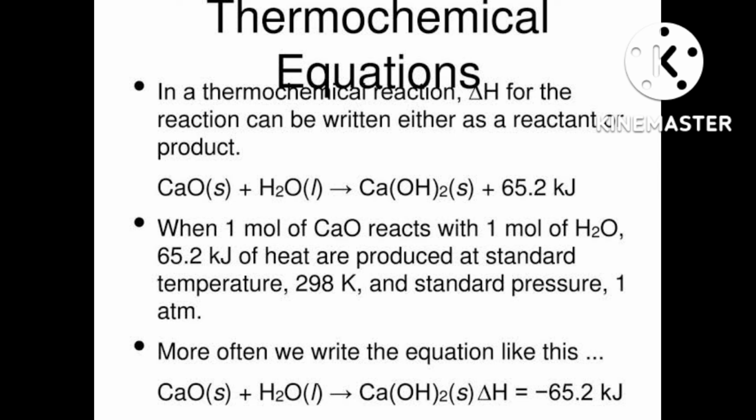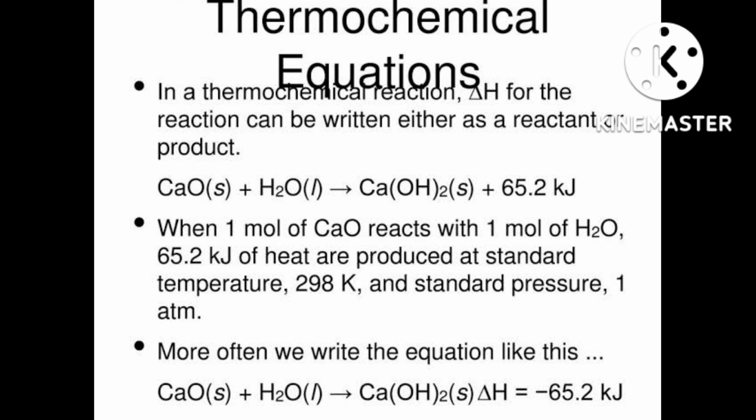Then 1 into 824, you have to multiply with the coefficient: minus 1 into minus 824.2, plus other. For iron, for the product, first you write, for iron it is 0, so 2 into 0, that is 2 Fe, means 2 into 0, plus 3 molecules of water. For H2O the value is minus 285, so 3 into minus 285. This is for the product side.